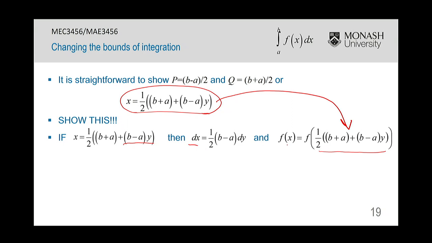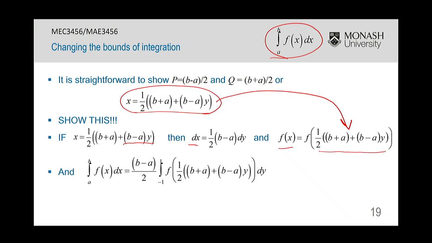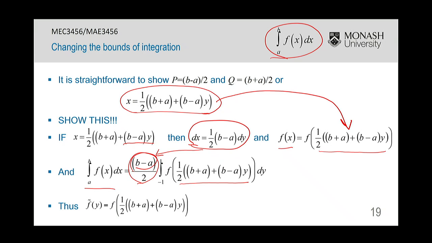So we know what dx is equal to, we know what f(x) is equal to in terms of y and dy, so we can then rewrite this integral. So the integral from a to b of f(x) dx is equal to (b minus a)/2 multiplied by, and so that b minus a here comes from this part here, the function evaluated at x, but x is written here in terms of y, so f of 1/2 [(b plus a) plus (b minus a)y] dy. So now we've got everything in the form that we need to be able to use Gauss-Legendre quadrature. So f tilde, of course, is just equal to this function here.